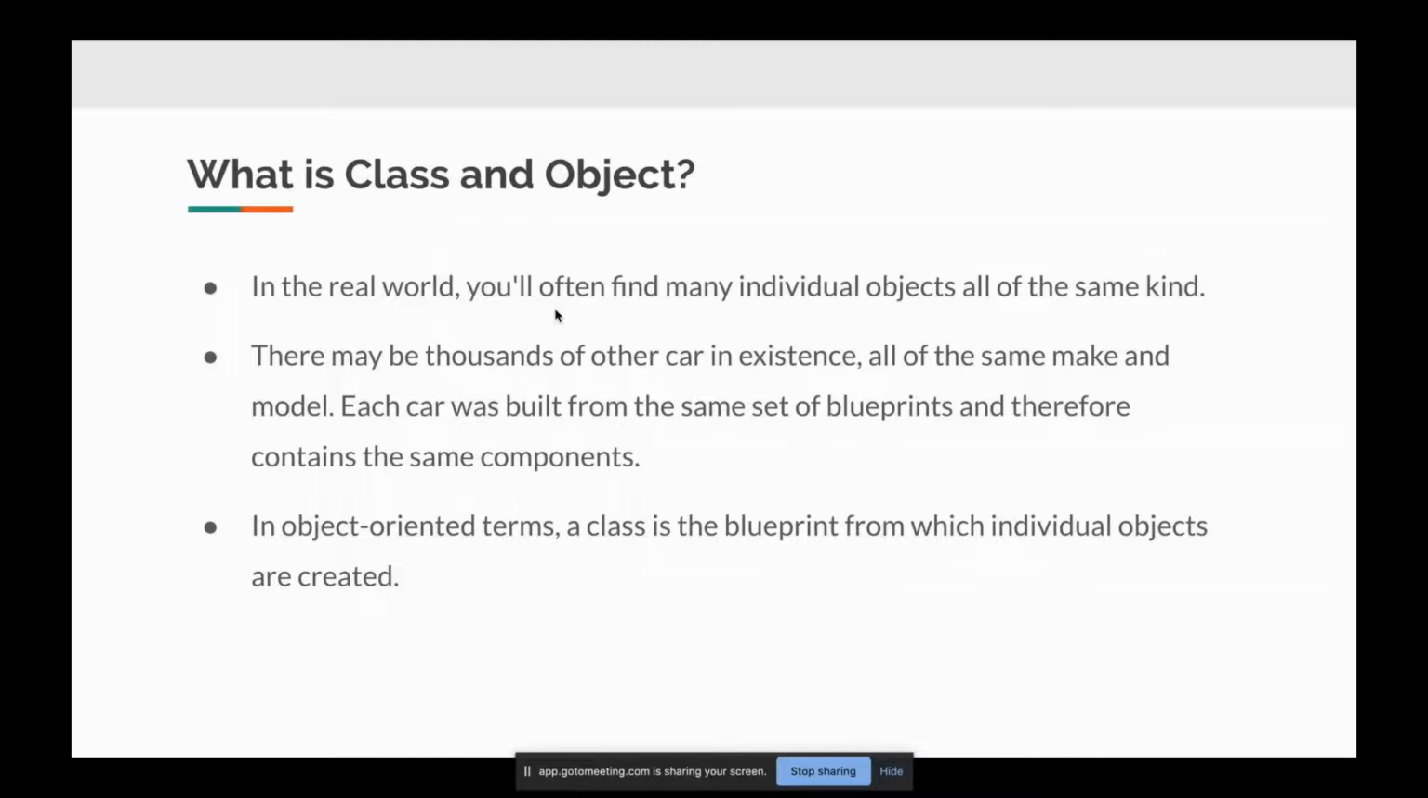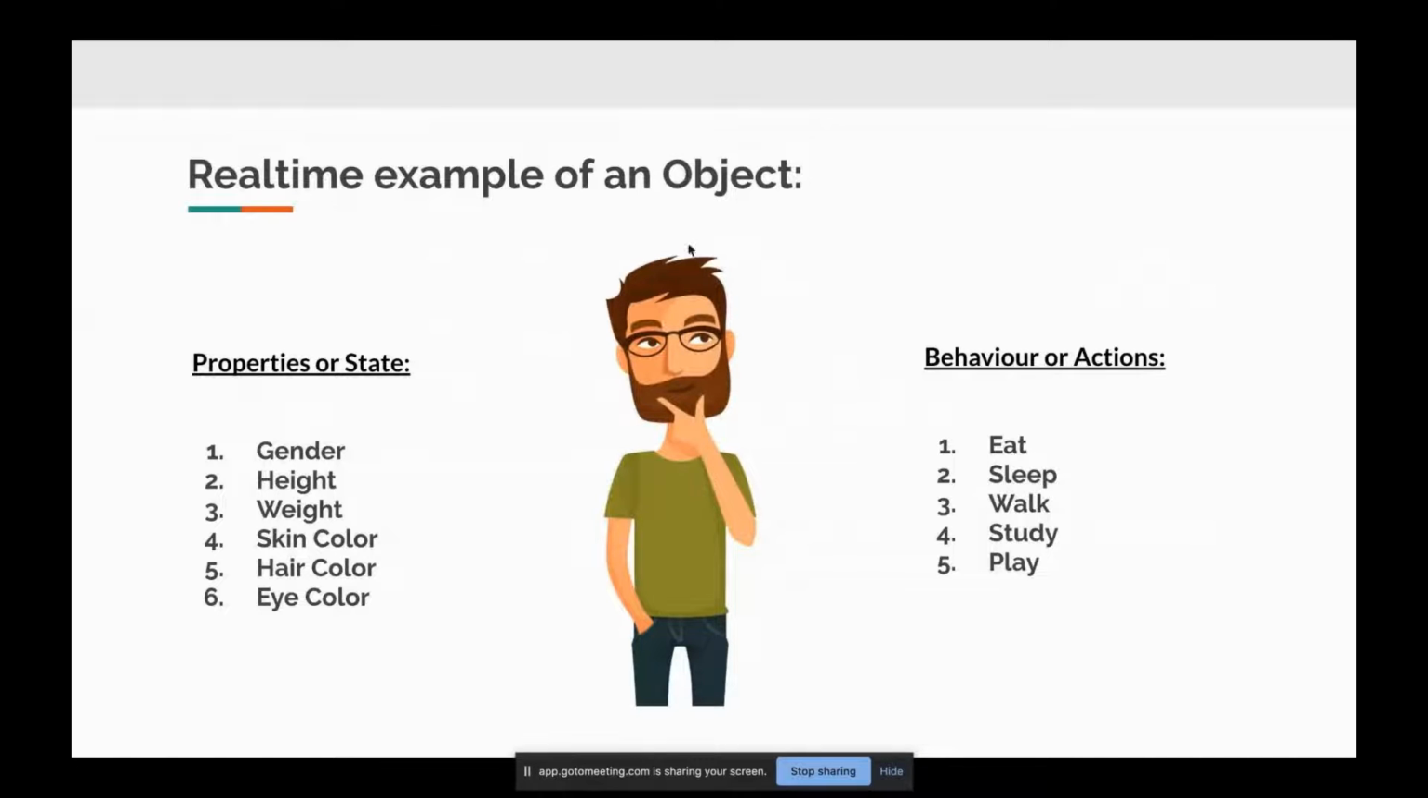Okay, so let's compare it with some real-time object. Let's take a human as an example. Every object shares two items. The first item is called a state or a property. The second thing is called a behavior or action. This is applicable for any object you take. In the case of a human being, what are the state or properties he possesses? Let's say there are properties like gender, height, weight, skin color, hair color, eye color. These are some of the properties which this object has.